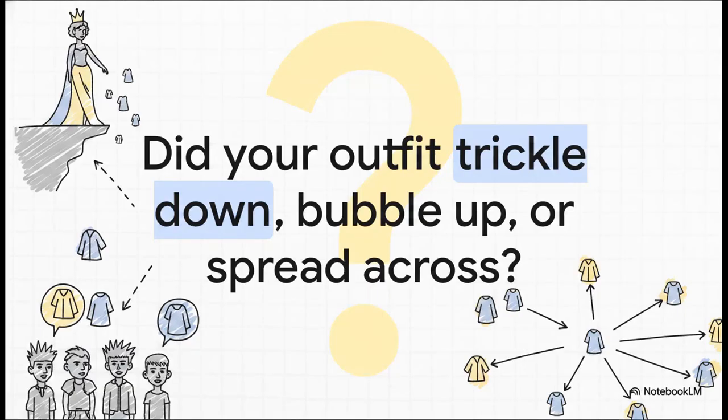So as we wrap up this explainer, I've got a little homework for you. Think about your absolute favorite outfit in your closet right now. Think about the geometry of those garments. Did those clothes originally trickle down from the exclusive elite? Did they bubble up from rebellious youth on the streets? Or did they spread horizontally across the mass market at lightning speed? Understanding these invisible lines of movement completely changes the way you look at a simple piece of clothing.